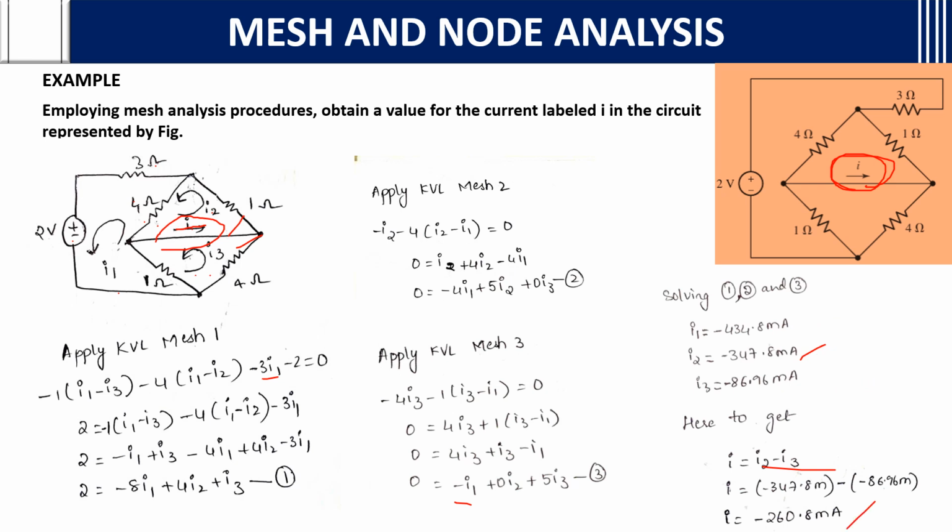Simple. First we need to find I1, I2, I3. Then where you want I1, as you see, I2 is in the same direction, I3 is in the opposite direction. So you will take I2 minus I3, as the current flowing through this you want. Two currents are flowing, so I2 minus I3. Okay.